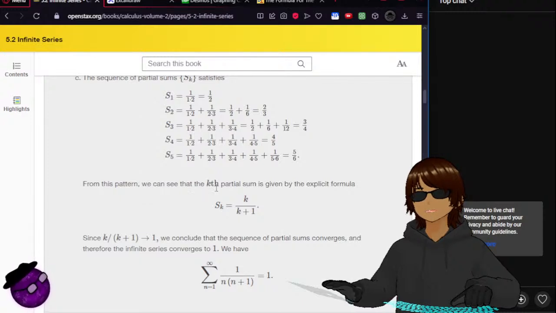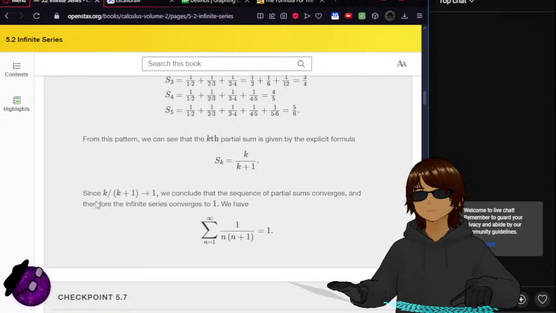You can see that the kth partial sum is given by the explicit formula k over k plus 1. So it converges to 1.